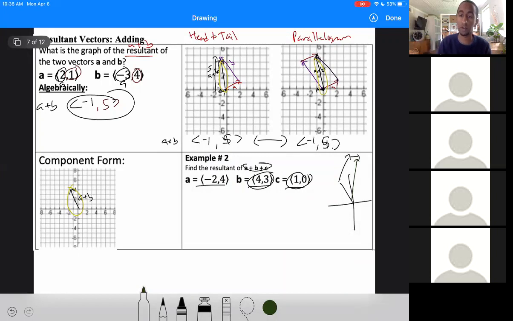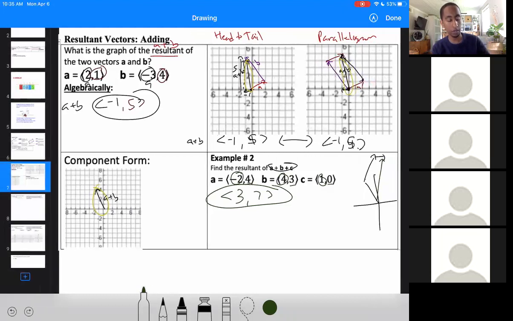You could do it with 4. You do it with 5. It's going to end up with the same thing. Or you could just look at it and you can see, okay, A plus B plus C. So you can just add -2, 4, and 1. So that would be 3. And you can add 4, 3, and 0, and that would be 7. So 3, 7 would be what you get if you were to do it this way. So either way would work. You could do the head to tail method, or you could add it.